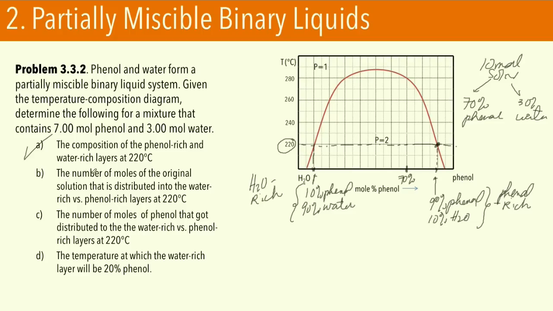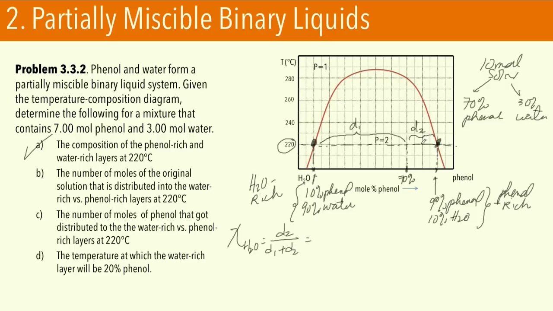B is asking for the number of moles of the original solution that is distributed into the water-rich versus phenol-rich layers at 220 degrees Celsius. What we're going to be doing here is using the lever rule. Again, this point here tells us the water-rich layer. This point here tells us the phenol-rich layer. So we need to make use of the lever rule. This is distance 1, and this is distance 2. In order to determine the mole fraction that got distributed into the water-rich layer, we need to use the opposite distance, that is d2, over the total distance, d1 plus d2.